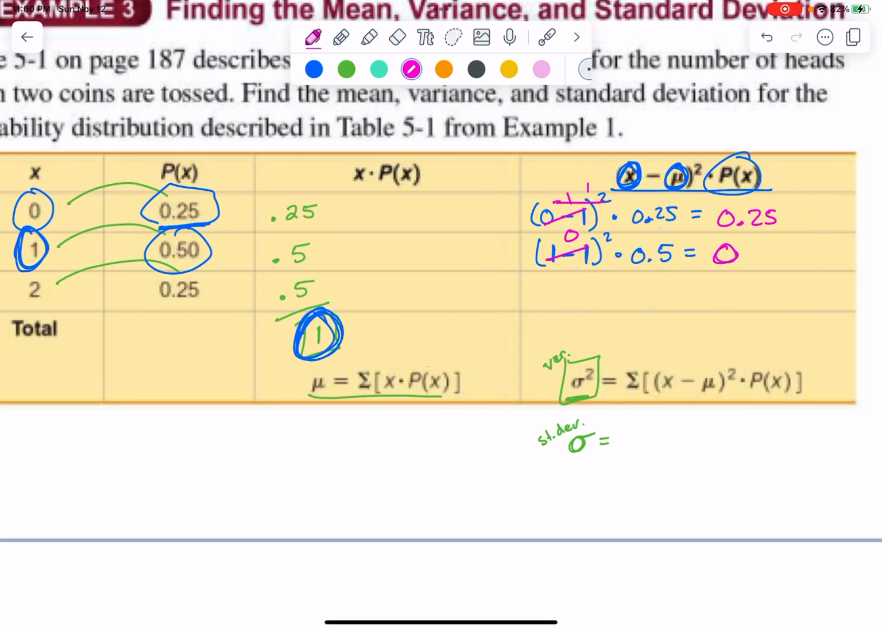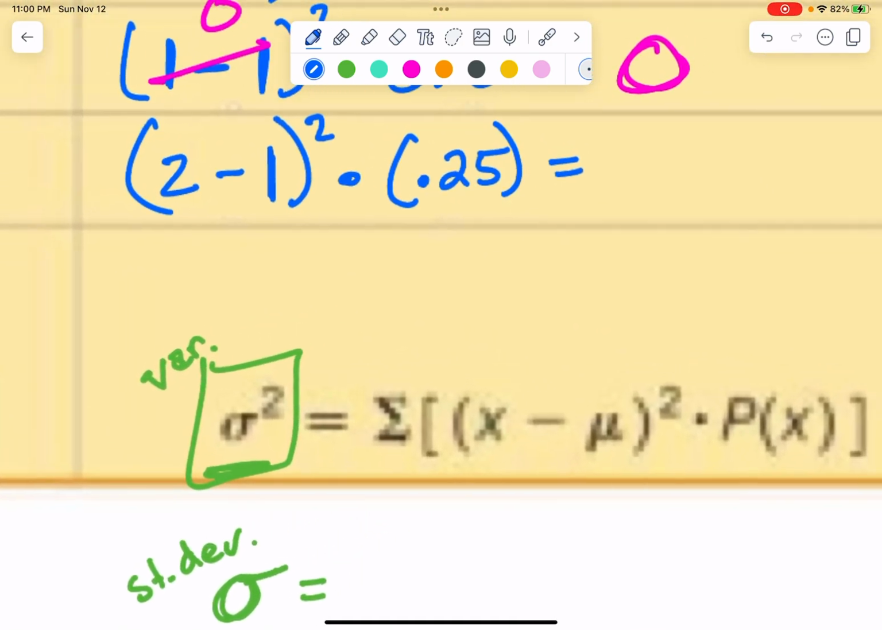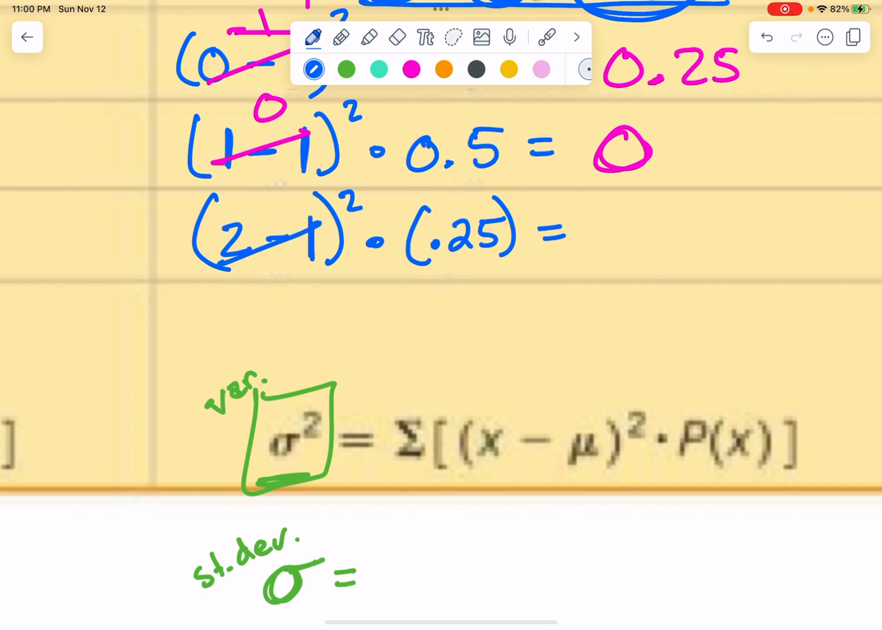So I have that. Okay, the next one, the last one, x for my last one is 2, and 2 minus the mean, or the average, is 1 squared times, this time my p of x is 0.25 again. So I'm going to do times 0.25. 2 minus 1 is 1. 1 squared is 1. 1 times 0.25 is 0.25.